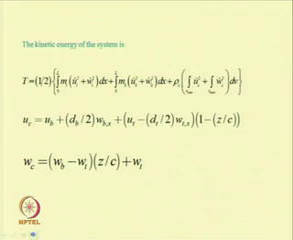Now, one can write the kinetic energy of the system as the kinetic energy of the top layer plus the kinetic energy of the bottom layer plus the kinetic energy of the core. The kinetic energy of the top layer can be written as m_t into u_t dot square, where u_t is the axial displacement and w_t is the transverse displacement. Similarly, for the bottom layer it can be written this way, and for the core it can be written.